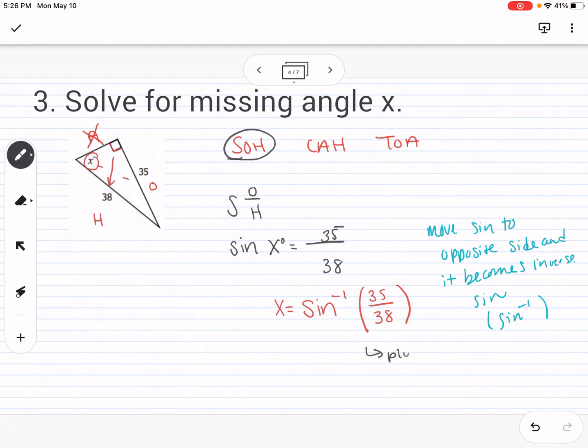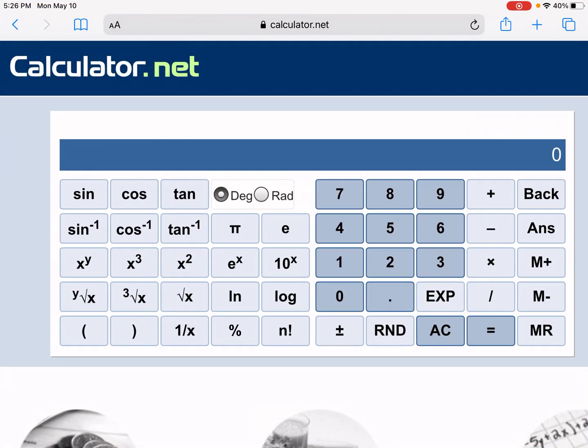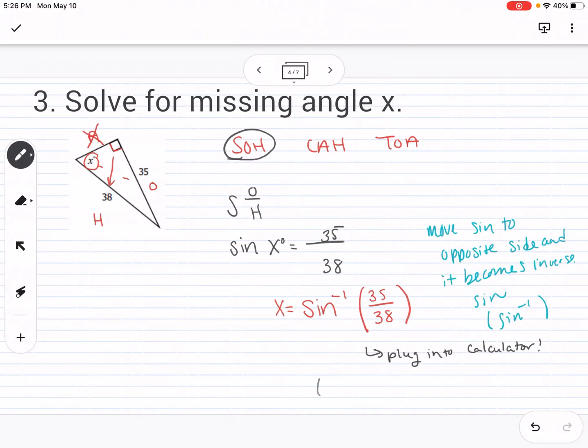Now we can plug this into the calculator. I'm going to clear it. Now I'm going to press the sine -1 button, then 35 divided by 38. This comes out to about 67.1. So when you're solving for a missing angle, you don't multiply or divide. You move your trig function to the other side and do the inverse by putting that -1.